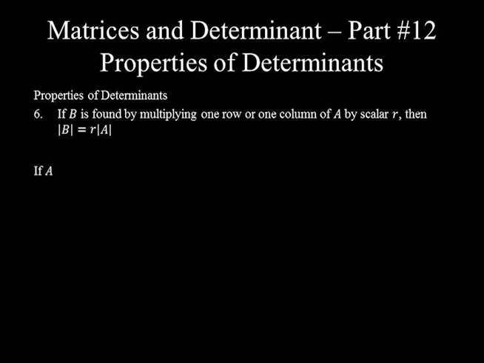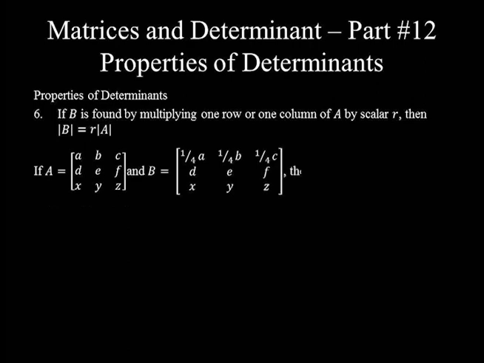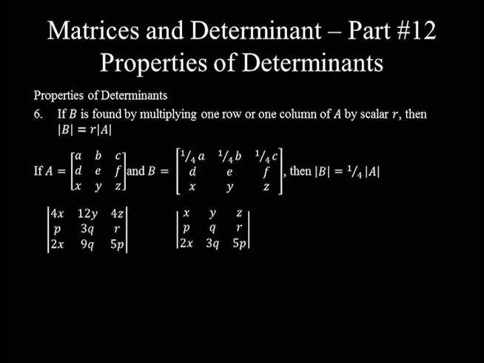If matrix A equals this 3 by 3 matrix and matrix B equals this 3 by 3 matrix, then the determinant of matrix B equals 1/4 times the determinant of matrix A, because row 1 of matrix B is found by multiplying row 1 of matrix A by 1/4, keeping row 2 and row 3 similar. What's the relationship between the determinants of these two matrices?